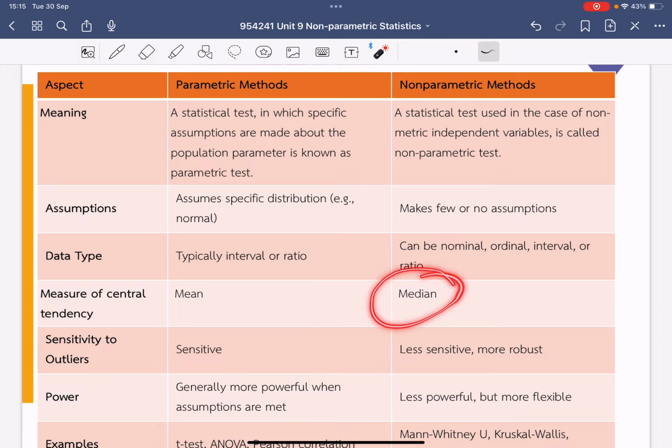If the data is skewed to the left or to the right, then the central value that we should use, remember from chapter 2, unit 2, is the median, right? Median is reliable if your data has outliers or is skewed.